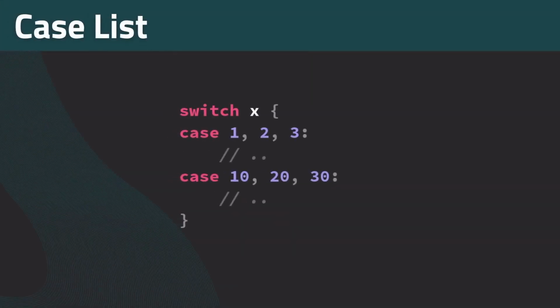We can also have case lists. Case lists allow us to check for multiple things in the same case. So if we switch on x, which would be an integer, on this first case, if it's either 1, 2, or 3, we'll execute some code. In the second case, if it's 10, 20, or 30, we'll execute this code. Case lists are useful if you want to take the same action for multiple different values.